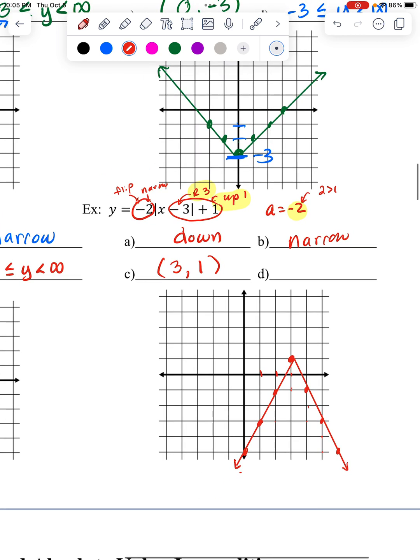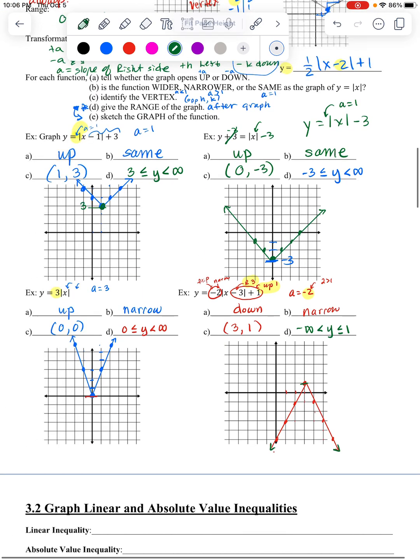So don't make it overly complicated. Just find your vertex, start there, use the A value as your slope. Now this last one for the range, you have to slow down a little bit because it actually goes down forever. So the lowest it goes is -infinity, which you can never get to. And then the highest it goes is right here, and that is at a Y value of 1. So that's the first one we've seen flip-flopped, but that's because it's the first one we did that is literally flipped over.